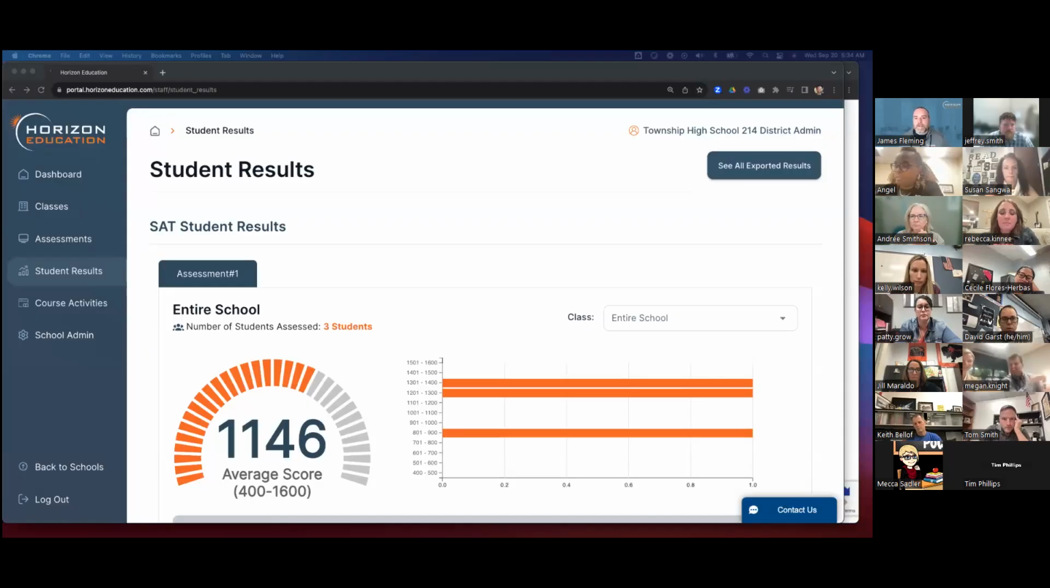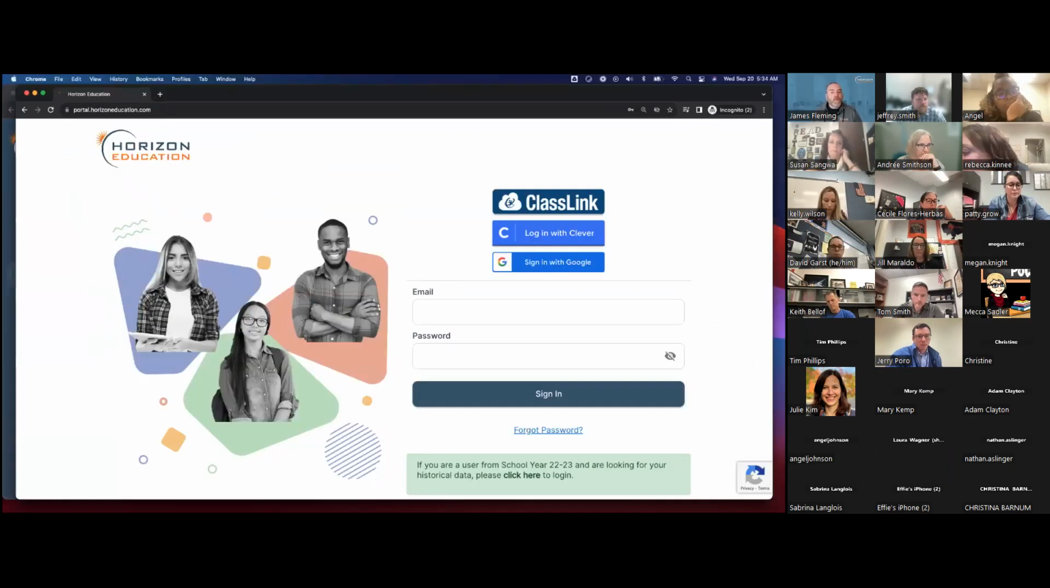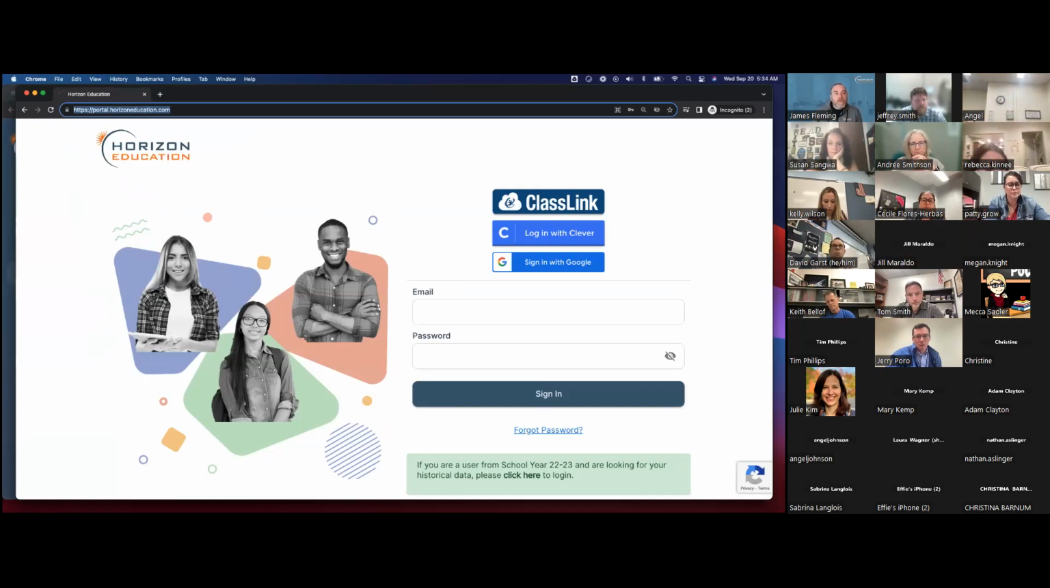And the first thing that we're going to do is cover a couple of the real basics, like how to log in. Getting myself set up. I just need to grab my chat window, make sure I have that. All right. So to get started, if you haven't logged into Horizon Education, the URL is in the chat. It is portal.horizoneducation.com. So you should be able to use that, and then your sign in with Google or your login with Clever should both be working in Township. So those would be great options so you can single sign on in.